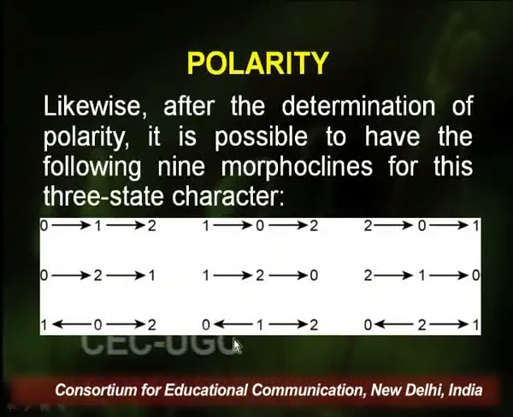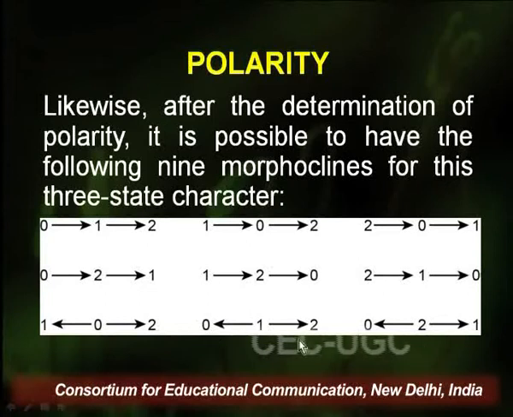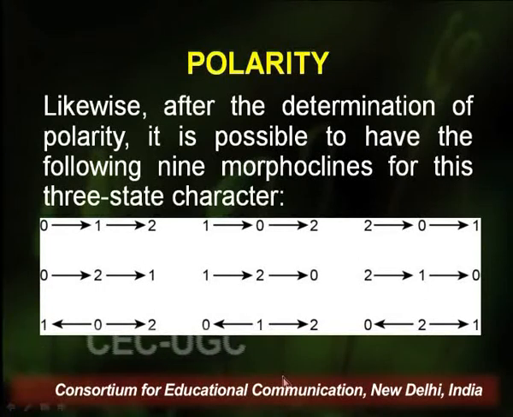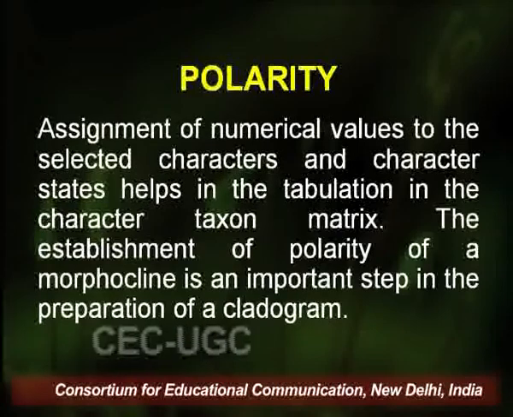Thus we have assigned the polarity by designating the relative ancestry to the superior state character, that is 0, of a morphocline. Likewise, after determination, in this slide we can see that it is possible to have the following 9 types of morphoclines for this character state. These are basically the possibilities which show from which type of ovary the other type of ovary might have evolved in a particular species or taxa being studied. So, polarity helps us to know in which direction the evolution progressed.